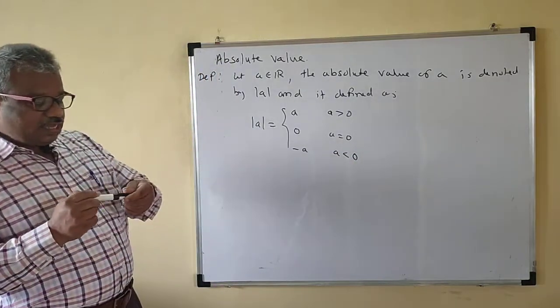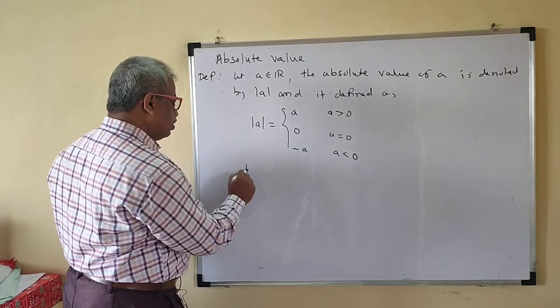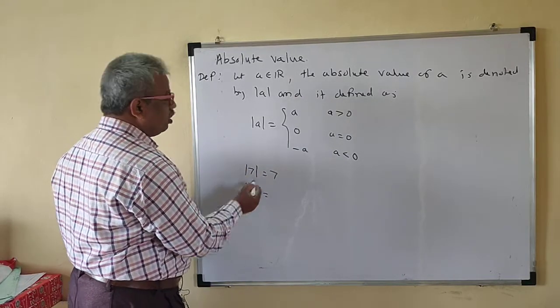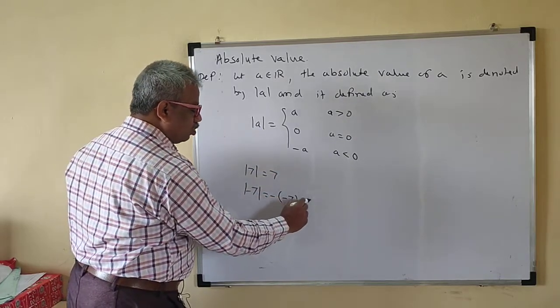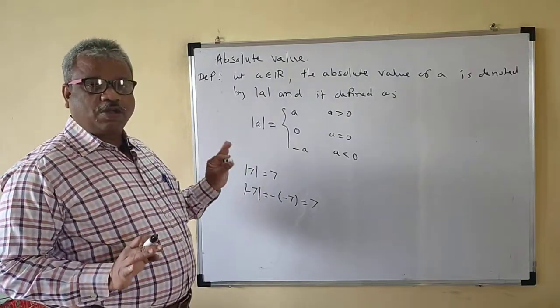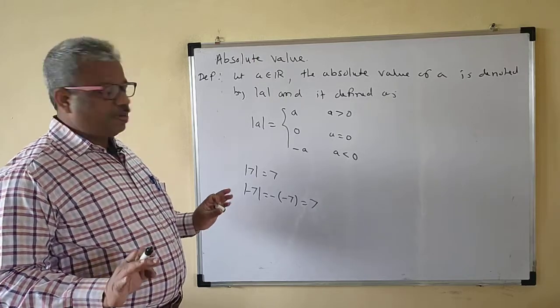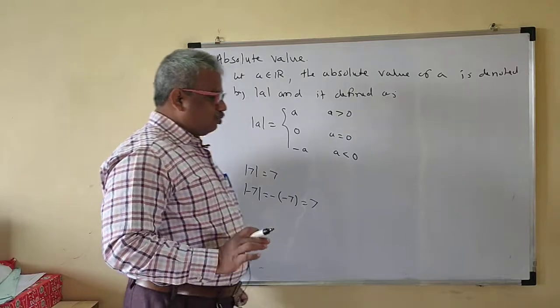That means if a is negative, then the mod of a is minus of a. For example, mod of 7 is 7. Mod of minus 7 is what? Minus 7 is less than 0, so you have to take the minus of that, so this will be plus 7. Absolute value, we have to take the positive value. So mod of a is always a positive value, greater than or equal to 0 depending on a. If a is 0, its value is 0. So mod of 0 is 0.